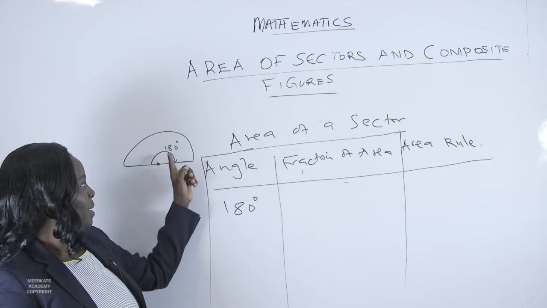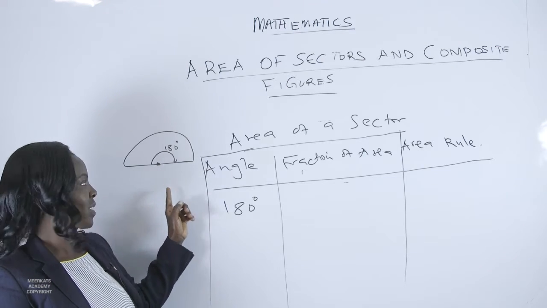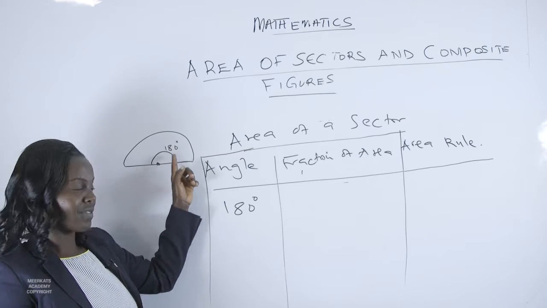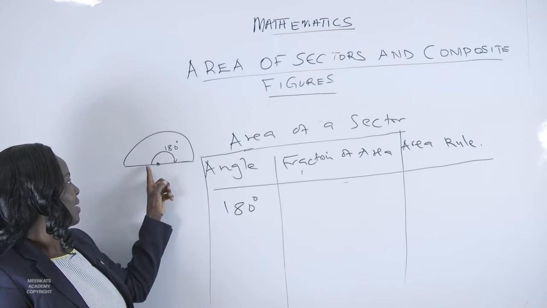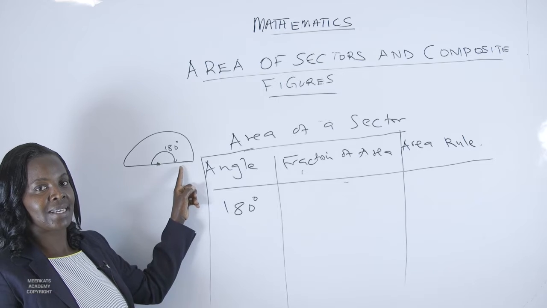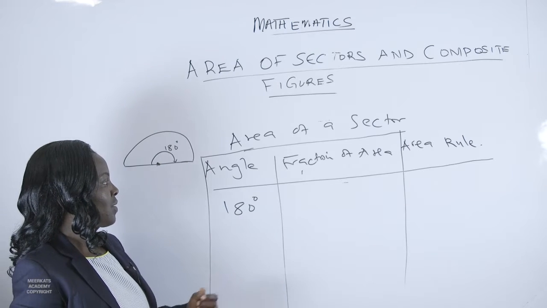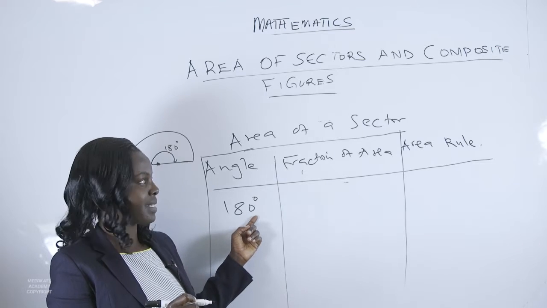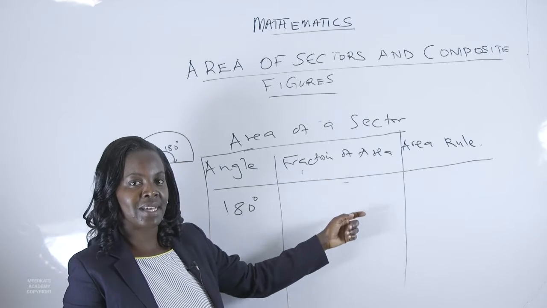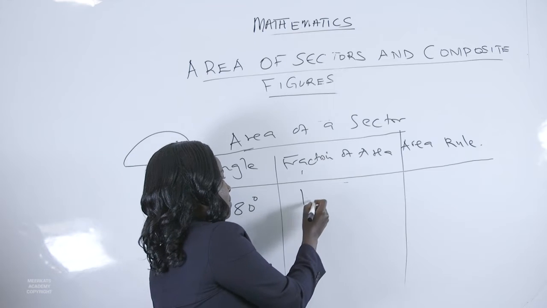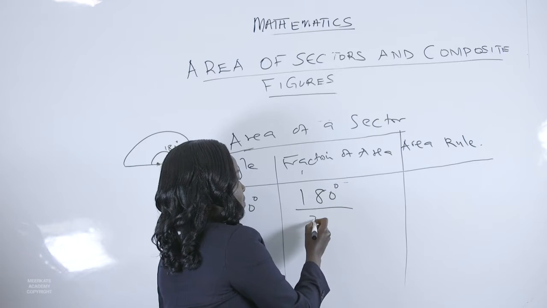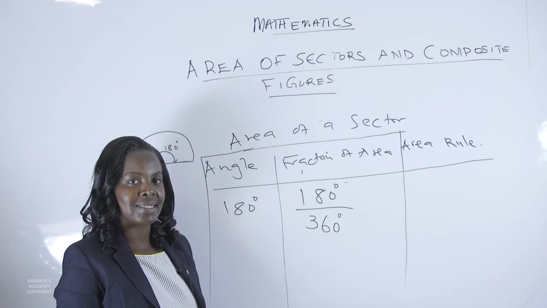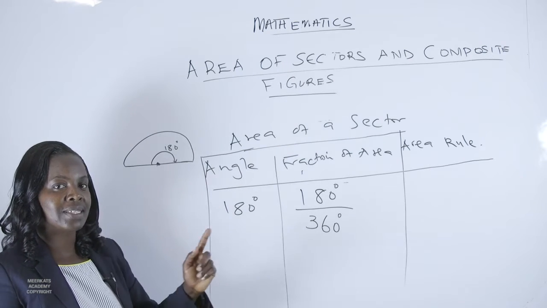Remember, one revolution is 360, and if we cut a half of the circle, then what we'll have is 180 degrees inside this sector. So if it is 180 degrees and the whole revolution is 360 degrees, then what is the fraction of the area of that circle? We say 180 degrees over 360, which is for the whole circle.